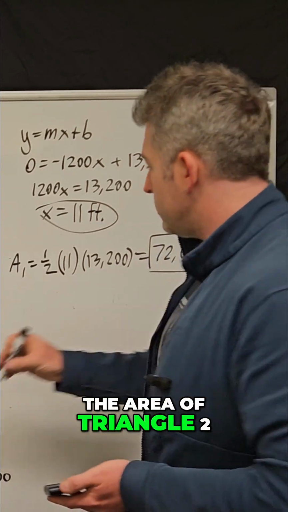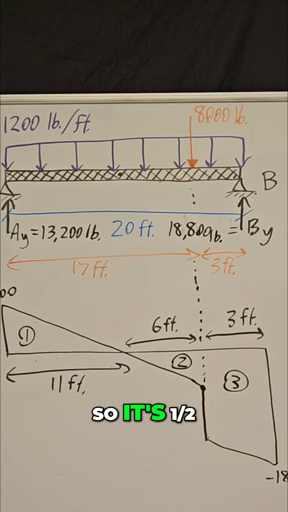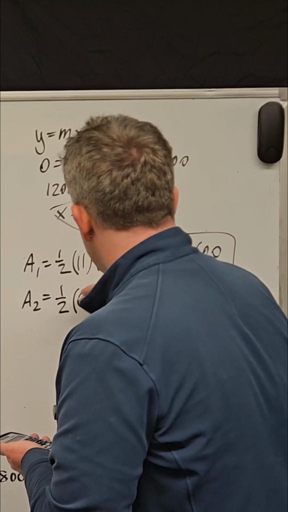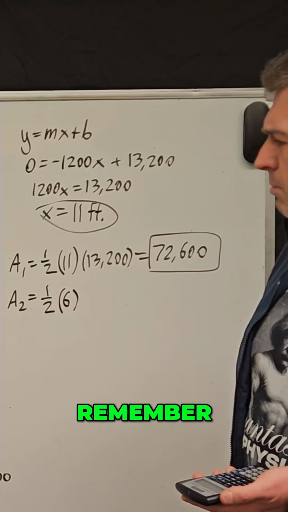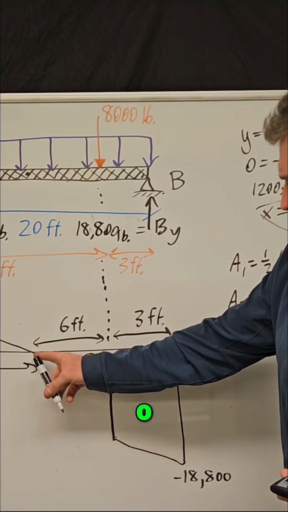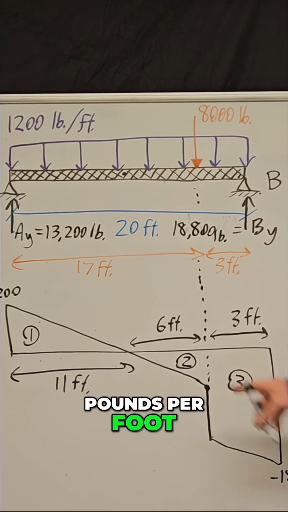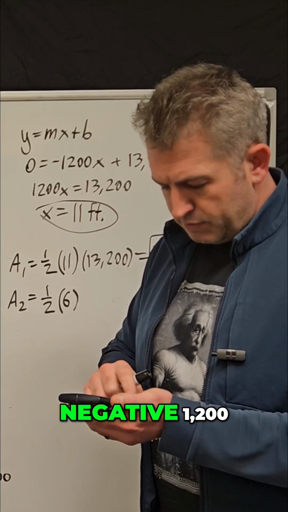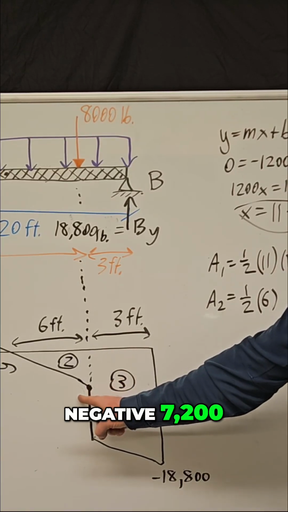The area of triangle 2 is a negative area because it's underneath this line. So it's 1/2 base times height, 1/2 times 6 feet. What is this height? Well, remember, if this is 0 and it's going down 1,200 pounds per foot over a span of 6 feet, it's basically 6 times negative 1,200. And so that means this point right here is negative 7,200.